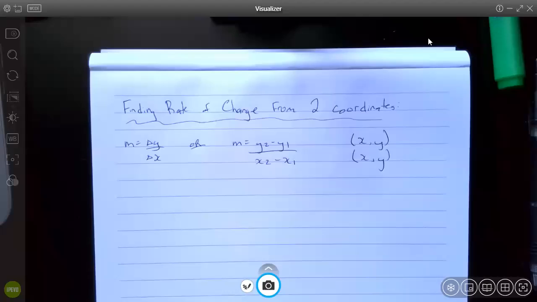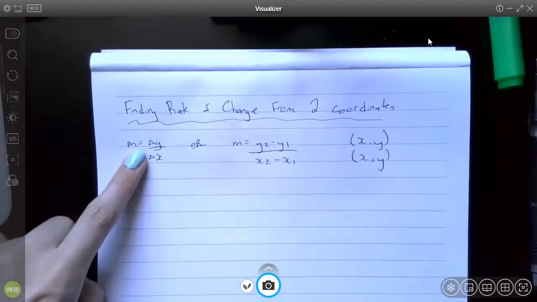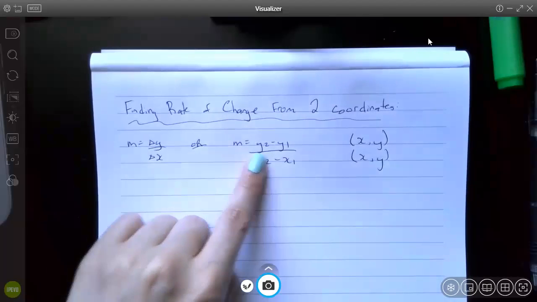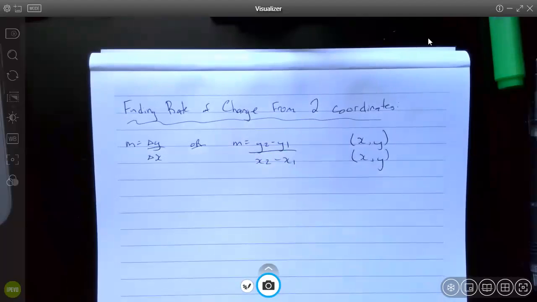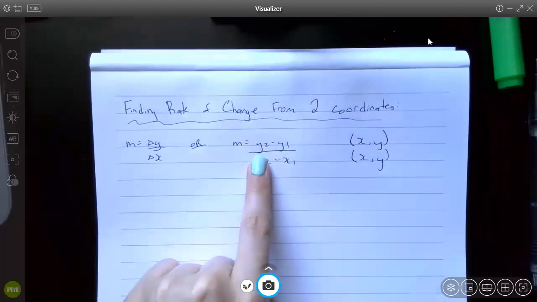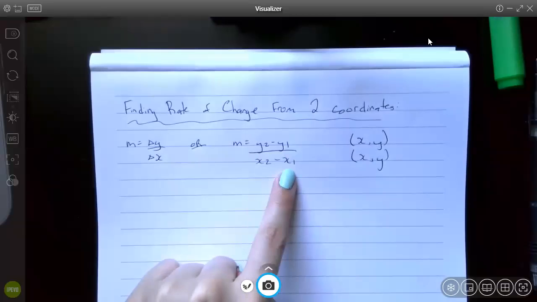Okay, the last thing I want to talk about is how to figure out what your rate of change is if you're not given a table or a graph. All you're given is 2 coordinates. So just a reminder, our slope or our rate of change is a change in y over a change in x. We can also write that as y2 minus y1 over x2 minus x1. That essentially means the same thing. A change in y is just the second y minus the first y, and a change in x is the second x minus the first x.